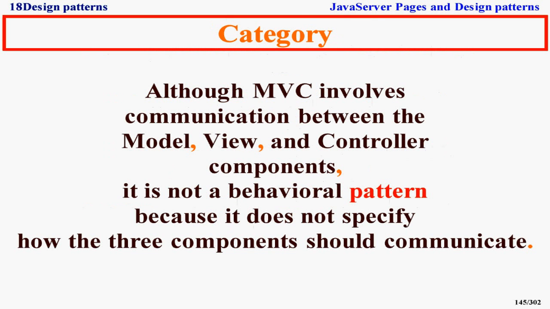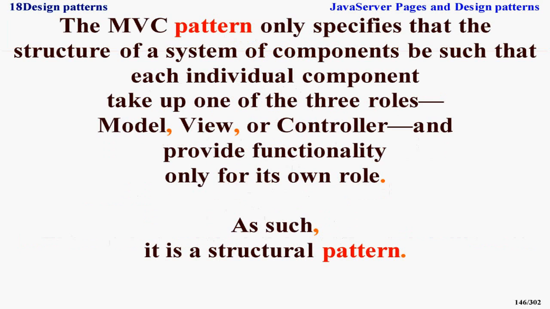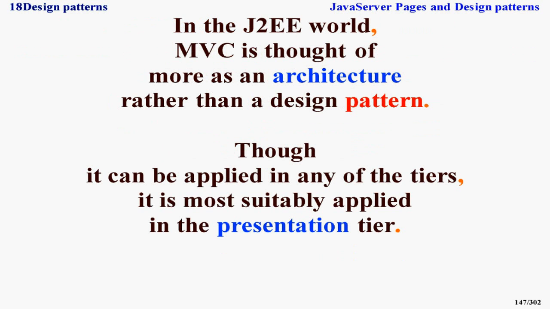Category. Although MVC involves communication between the model, view, and controller components, it is not a behavioral pattern because it does not specify how the three components should communicate. The MVC pattern only specifies that the structure of a system of components be such that each individual component take up one of the three roles: model, view, or controller, and provide functionality only for its own role. As such, it is a structural pattern. In the J2EE world, MVC is thought of more as an architecture rather than a design pattern. Though it can be applied in any of the tiers, it is most suitably applied in the presentation tier.